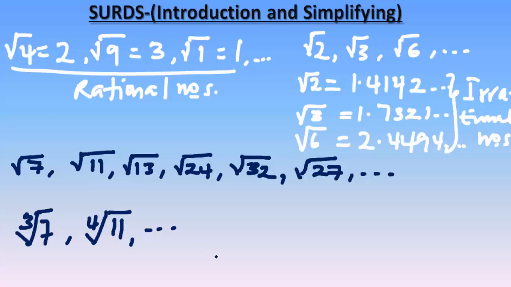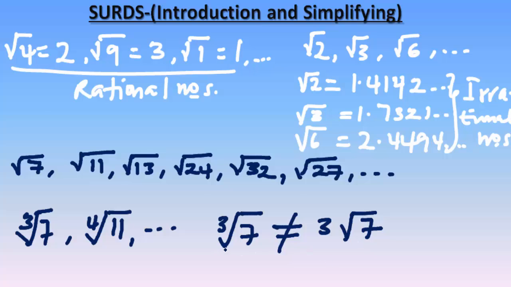Okay, now remember, if you have the third root of 7, this is not equal to 3 multiplied by 7. So in this case, this is the third root of 7, and this is also 3 multiplying root of 7, the square root of 7. Now if you also have the fourth root of 11, it is not equal to 4 multiplying by the square root of 11. Okay, so take note of this.